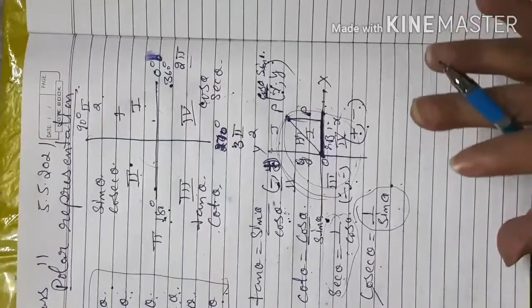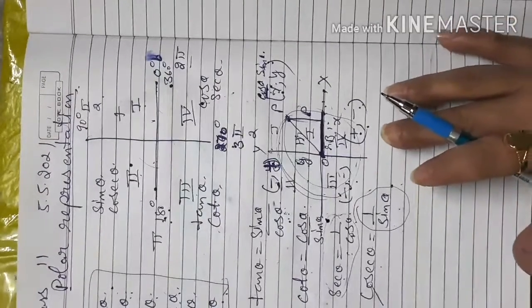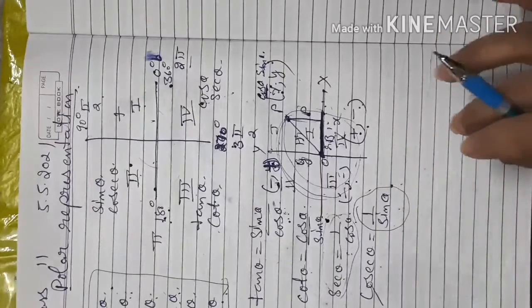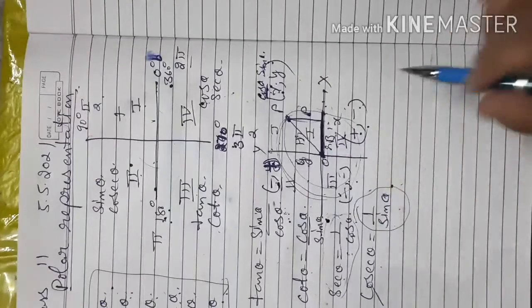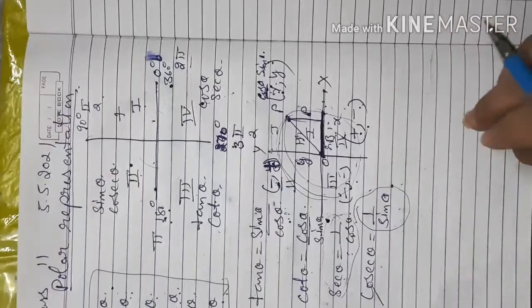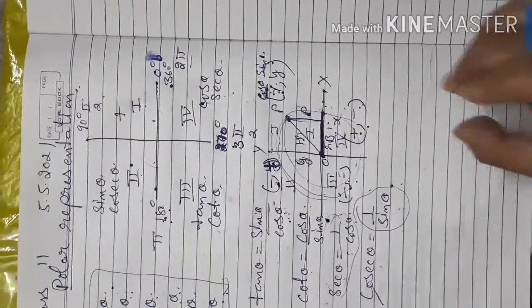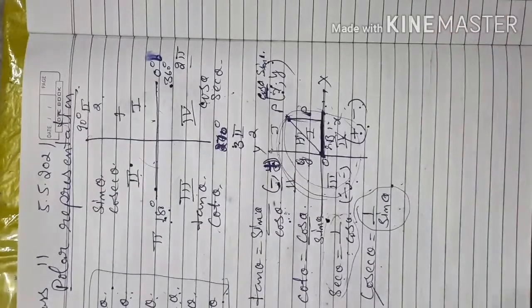So I hope up to this point is fine for today's lecture. I am winding up here because this takes a lot of time. Further, I will continue in the class on how these trigonometric values will be counted.